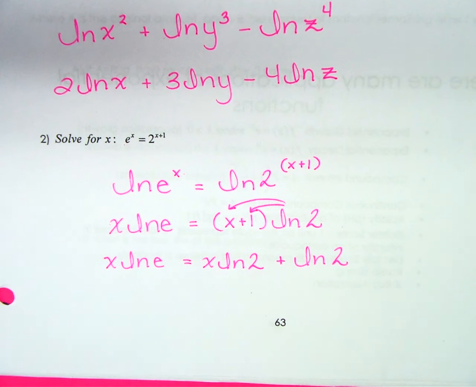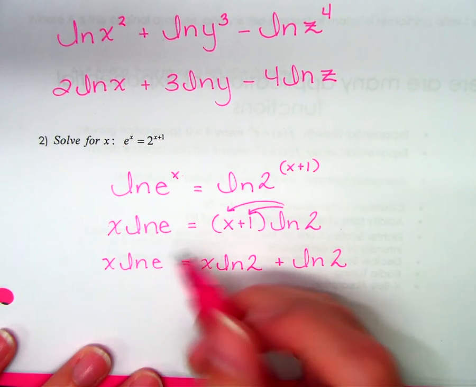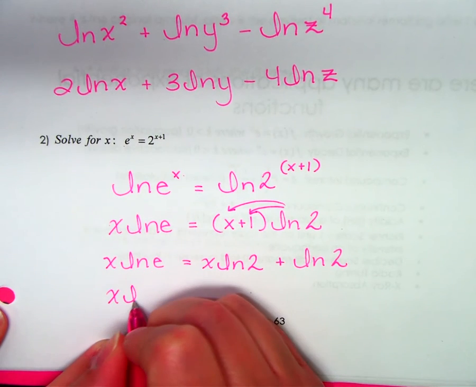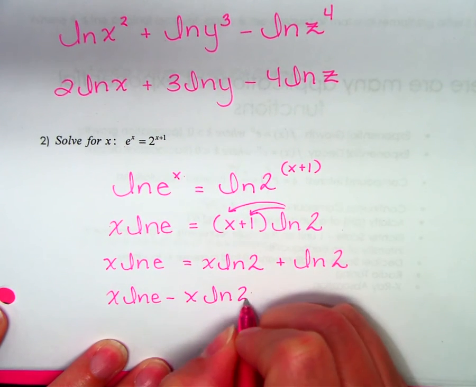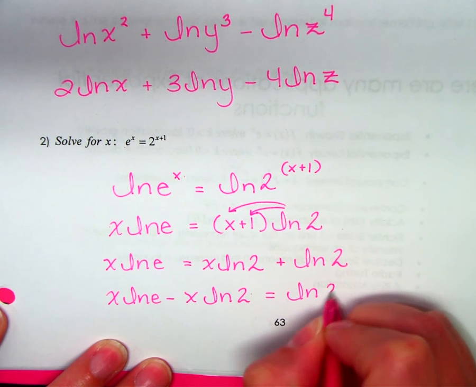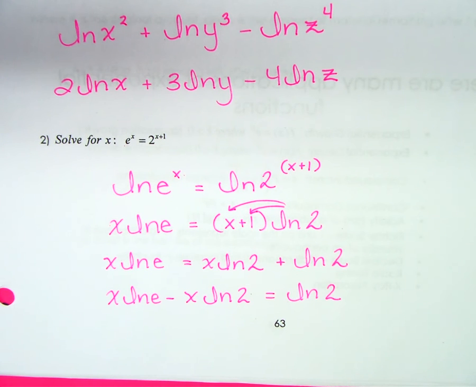Okay, so what do we do from here? We bring all the x's, any log with an x, bring it to one side, and any log without an x, like just numbers, goes to the other side. So this has to come to this side. So we're going to have x ln e minus x ln 2 equals ln 2. What's the next step? Common factor out that x.